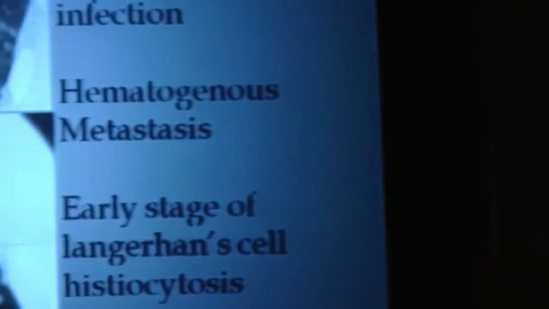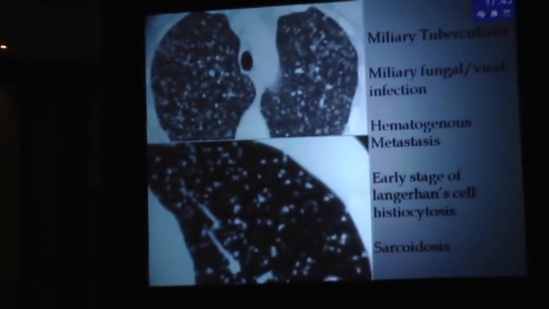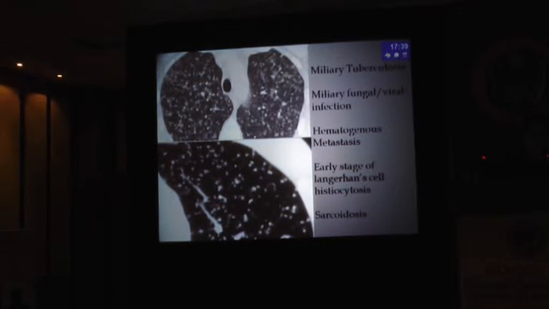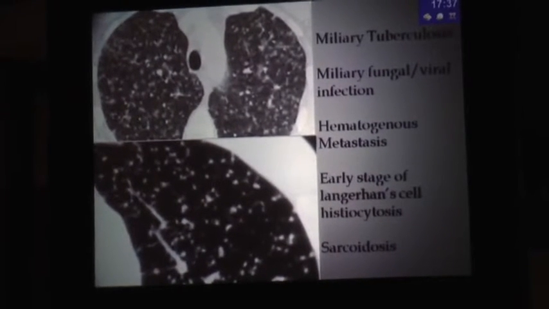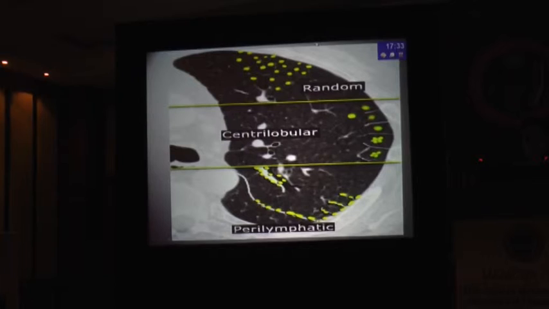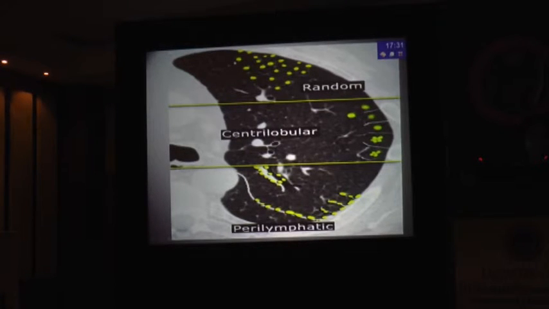Because here, in the first stage of Langerhans cell, the nodules will appear, they will break down and enlarge, forming bizarre cystic cavities, and that's how the pathology starts. And in sarcoidosis also, the first early presentation of lung findings can start with nodules. So just to summarize, these are the randomly scattered nodules. They will not keep themselves to a particular domain. They will be all over the lung, as in miliary TB, miliary mets.